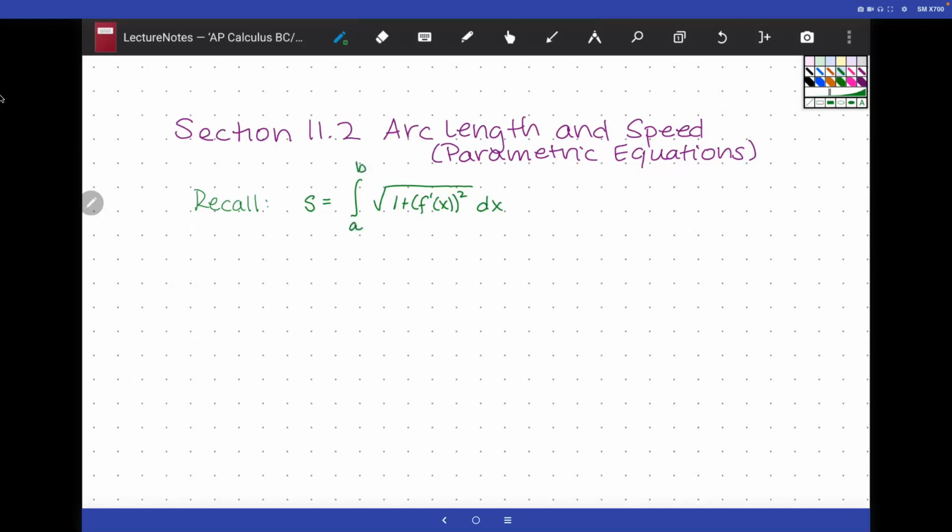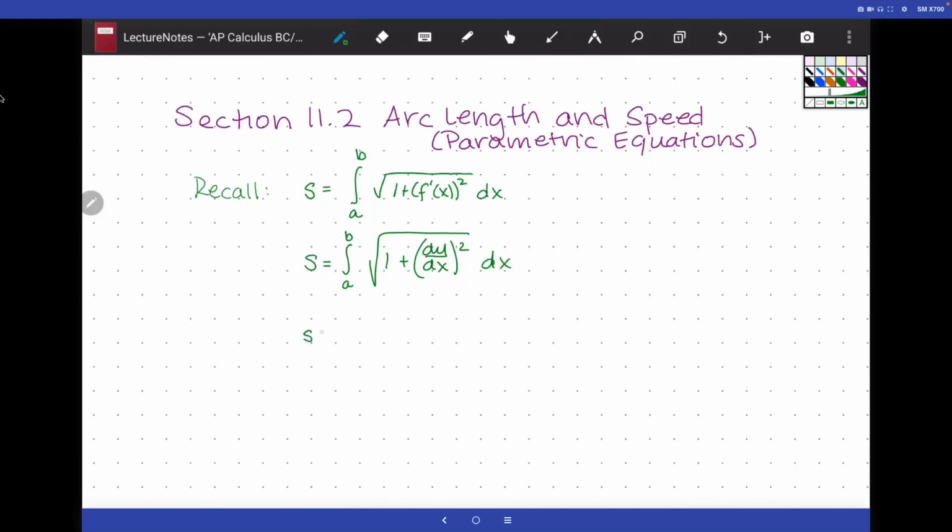First of all, f prime, that's dy dx. So I will write f prime as dy dx, but that's still squared, all in a square root dx. But then, we learned last time, we can rewrite dy dx as dy dt over dx dt. And of course that's all squared, still in a square root dx.